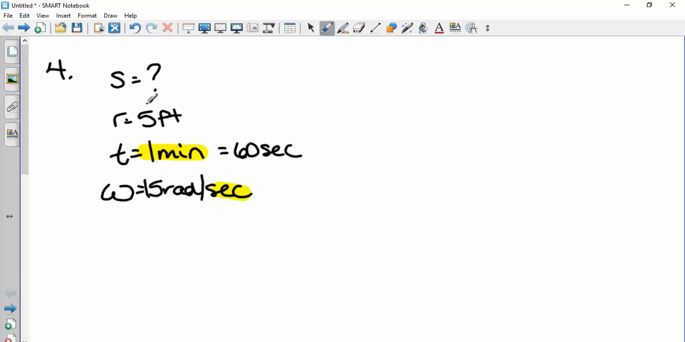So then, if I need S, look at your formula sheet. Your options are S equals R theta. We have R, but we do not have theta. Or V equals S over T. We have T, but we don't have V. So this will have to use a combination of formulas. Which one do you want to go with?